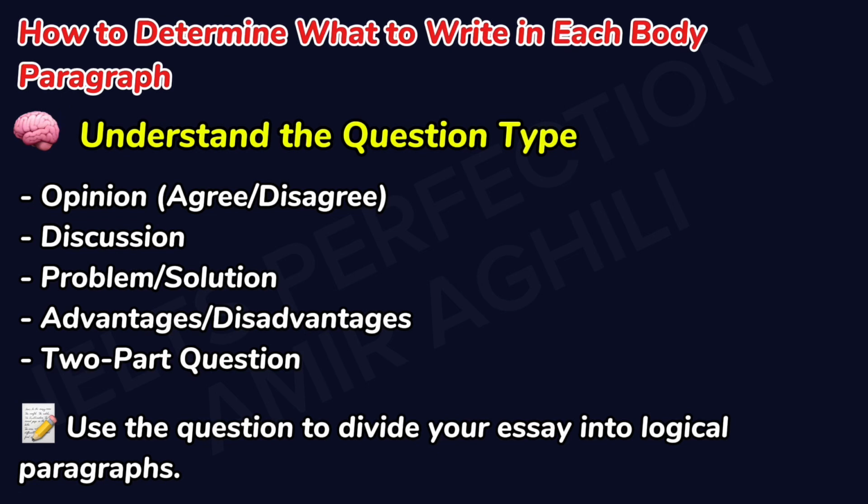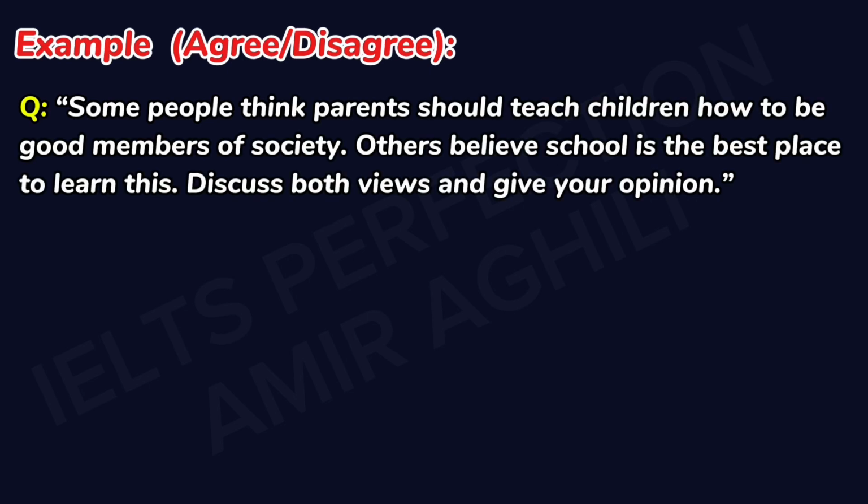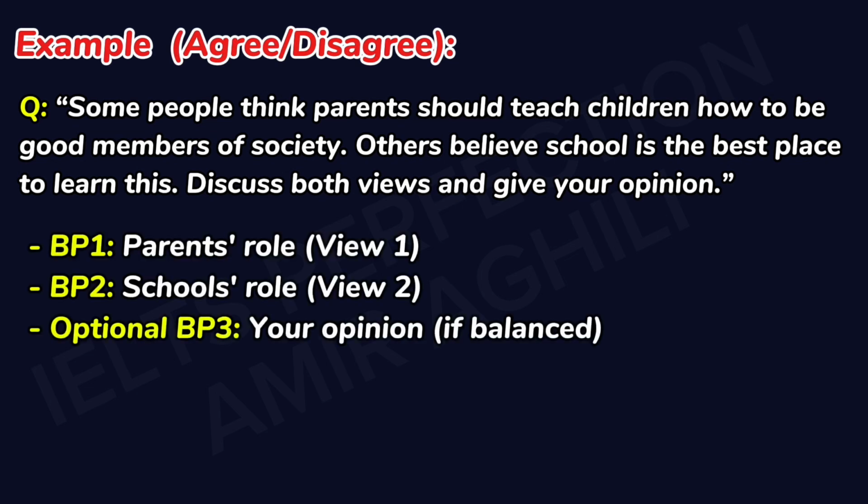Let's see an example. Here we have an agree or disagree question. Some people think parents should teach children how to be good members of society. Others believe school is the best place to learn this. Discuss both views and give your opinion. So, body paragraph 1 would be parents' role, body paragraph 2 would be school's role, and if you want to add another paragraph, it could be your opinion.